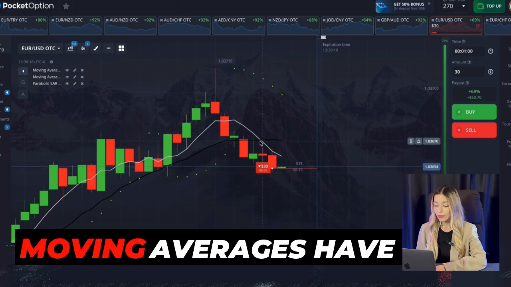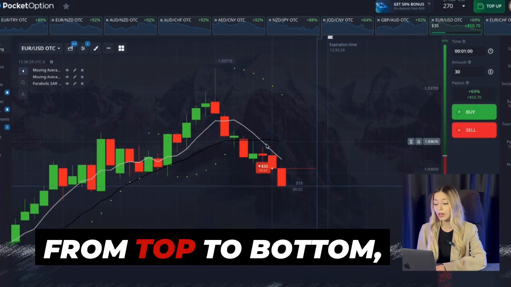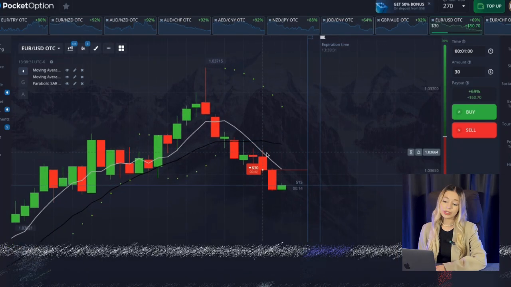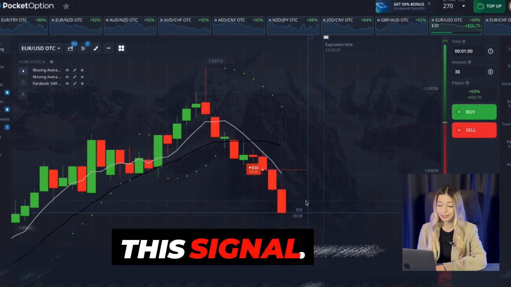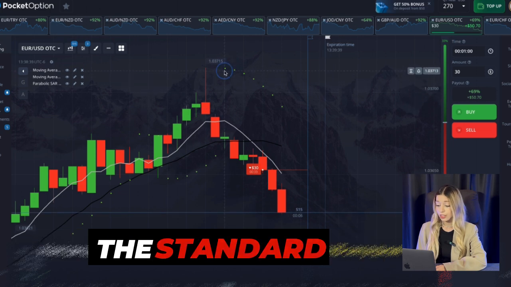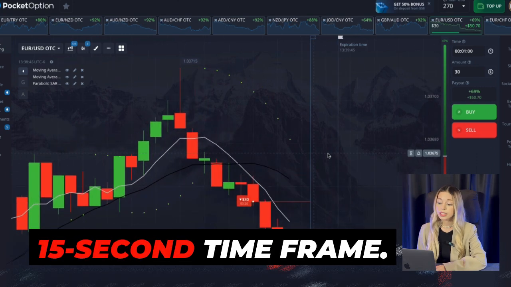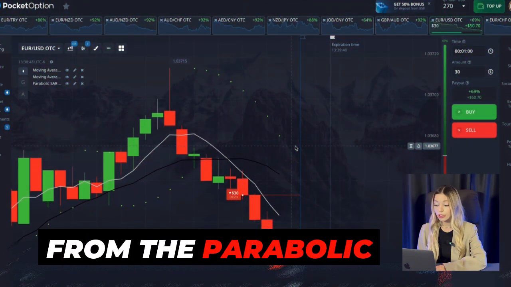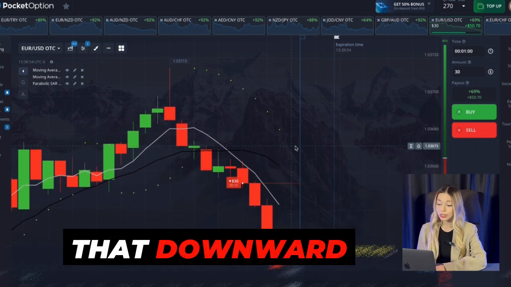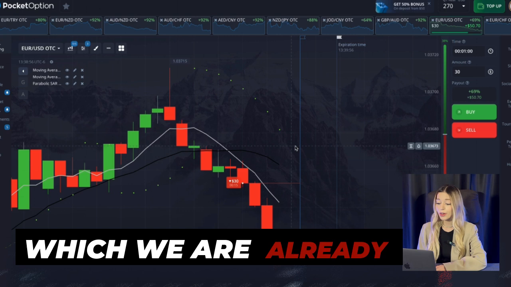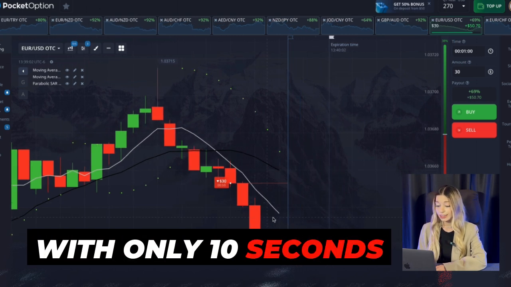As you can see, our moving averages have crossed. The light first line crossed the dark line from top to bottom, which signals the downward movement, and our Parabolic SAR in this case will confirm this signal. So in general, this is the standard application of moving averages, but the values are tailored for the 15-second time frame. With confirmation from the Parabolic SAR, we see many points showing the strength of sellers, indicating that the downward trend should continue, which we are already seeing as the trade goes in confidently with only 10 seconds left.